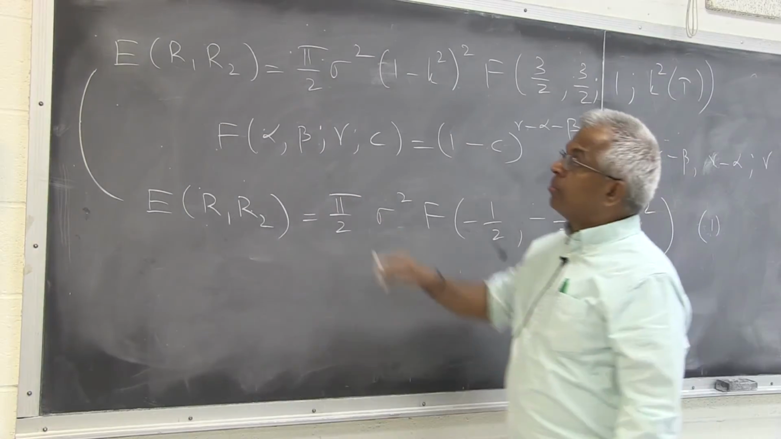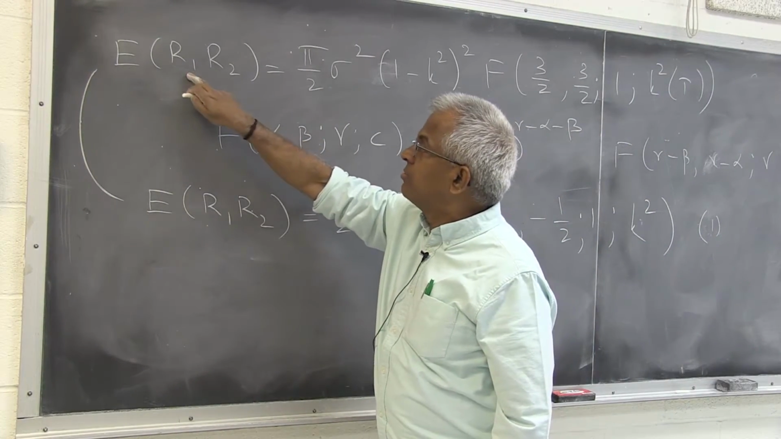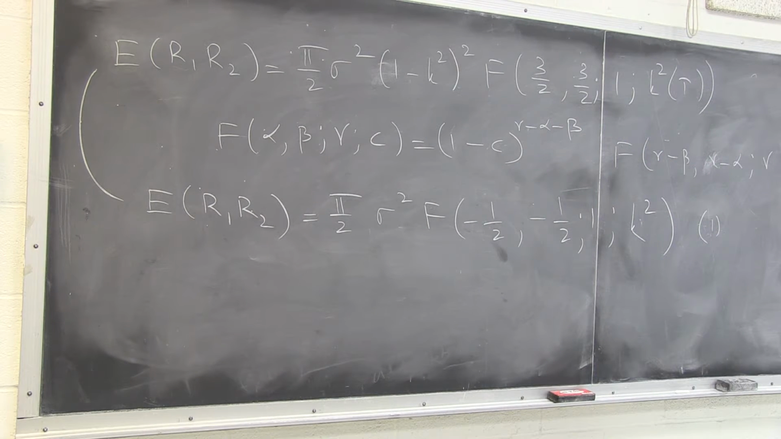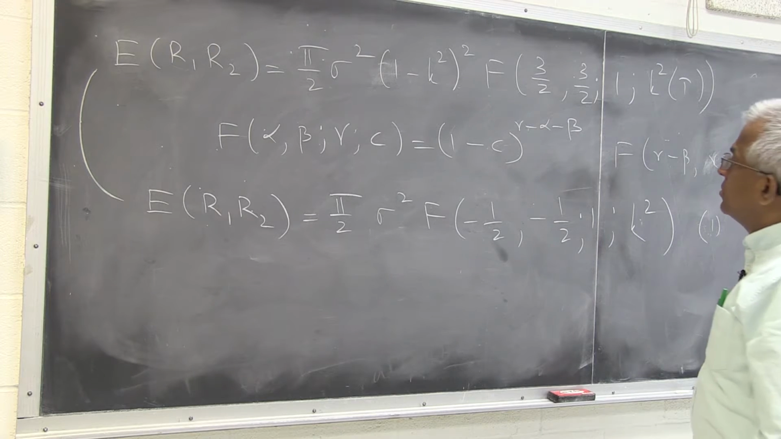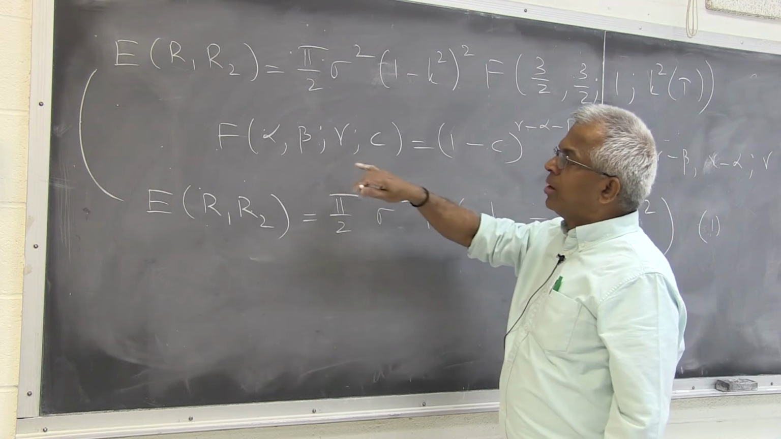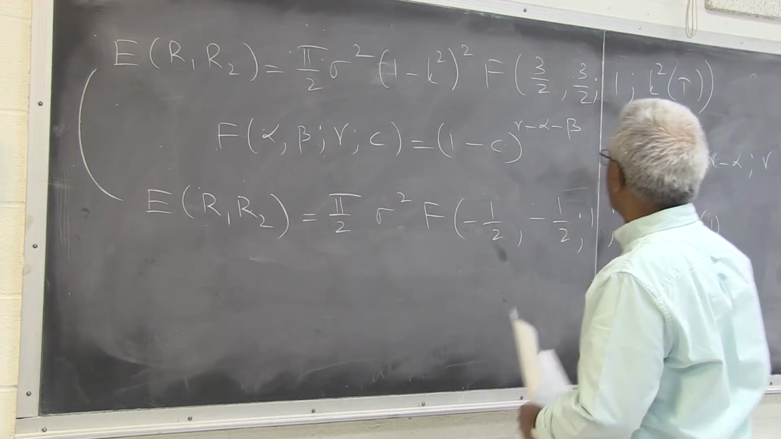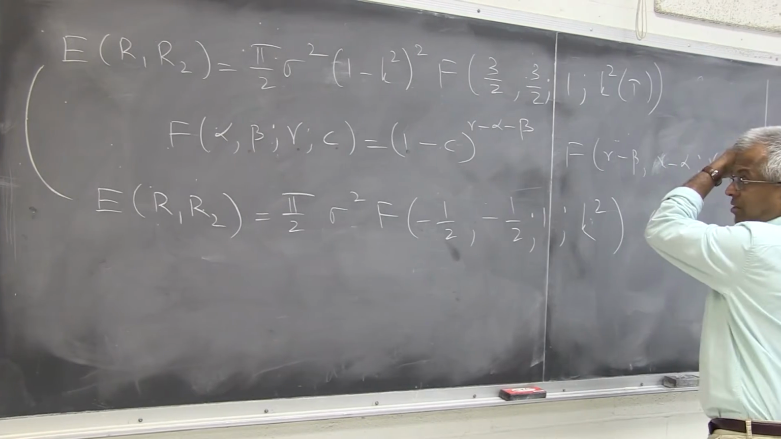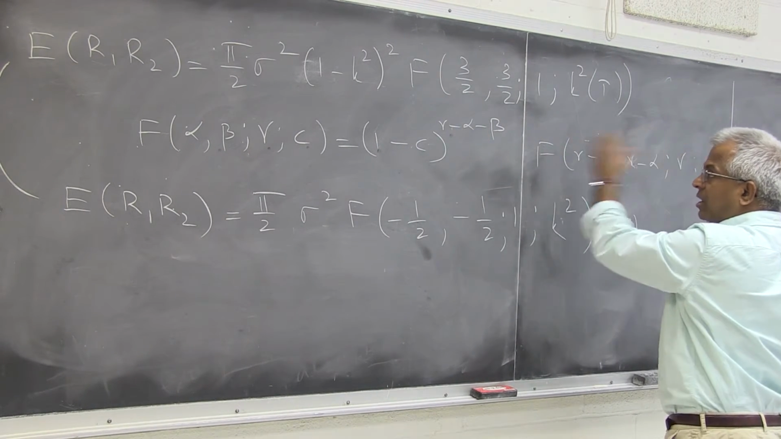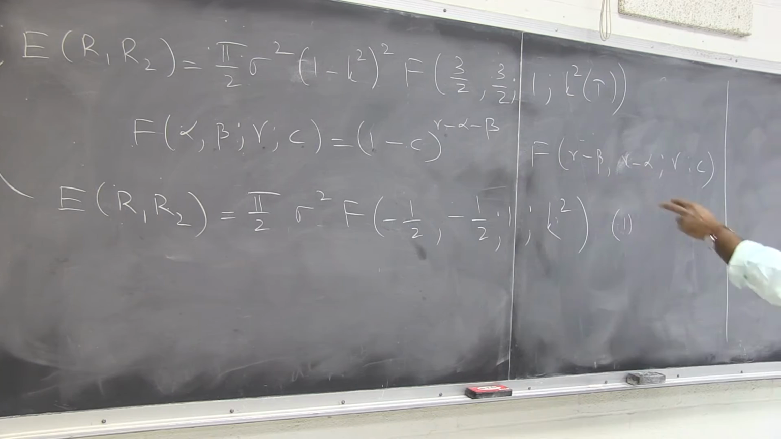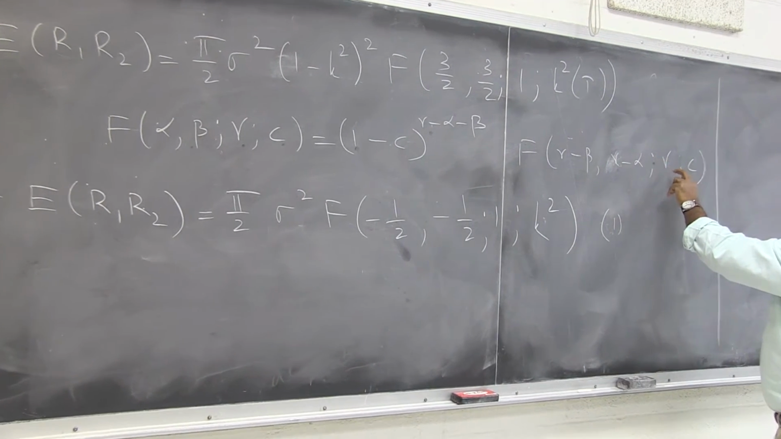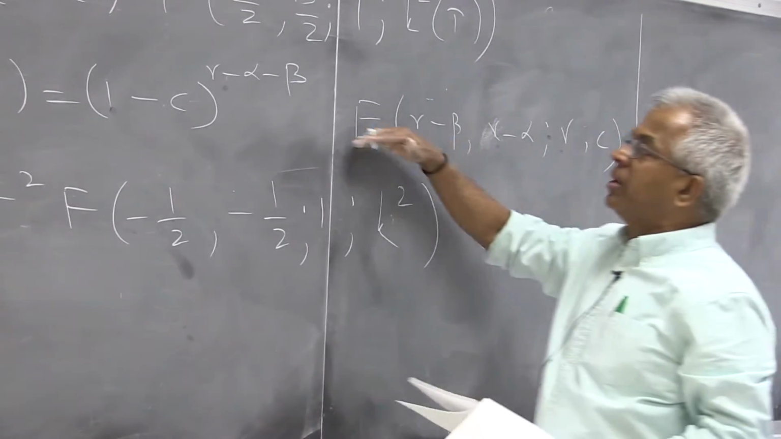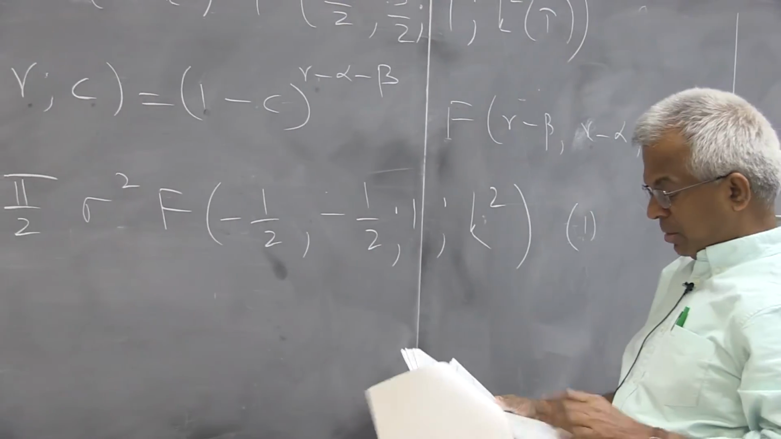Okay, so we can complete this. Once again, that's what we have, the correlation between R1 and R2, we had it in this form. And we can make use of just one standard relation in the hypergeometric function of alpha, beta, gamma, c. You also have this relation: (1 minus c) to the power gamma minus alpha minus beta, times the hypergeometric function of gamma minus alpha, gamma minus beta, gamma, c. If you apply this relation here, you can quickly see that it comes up to this.